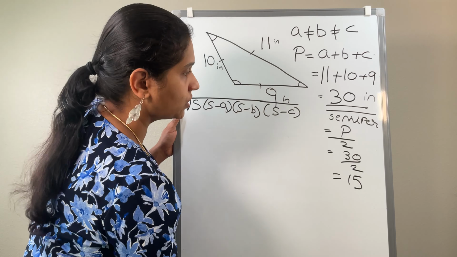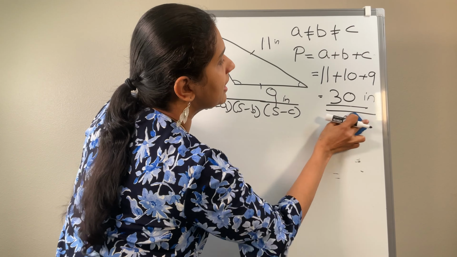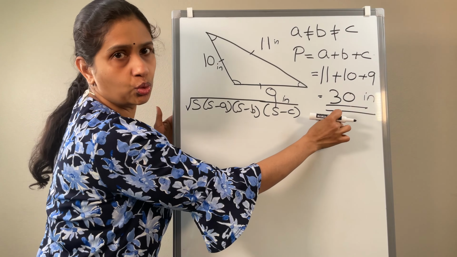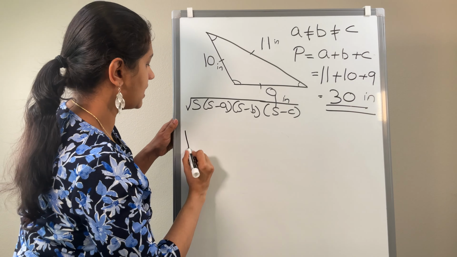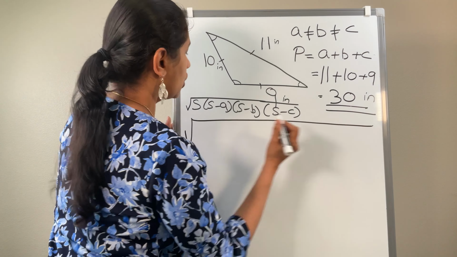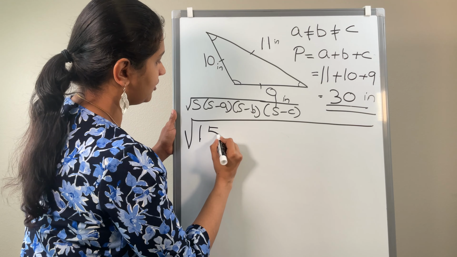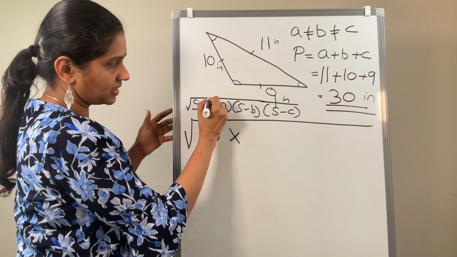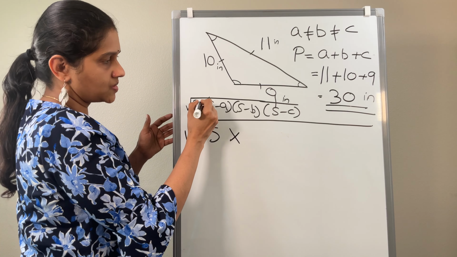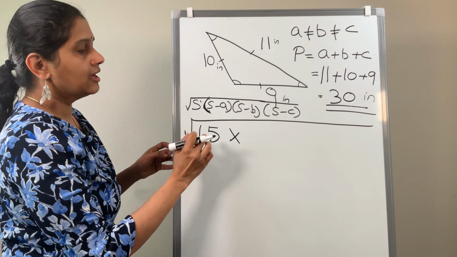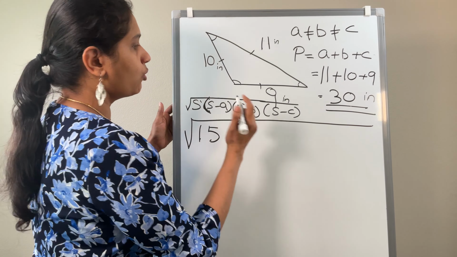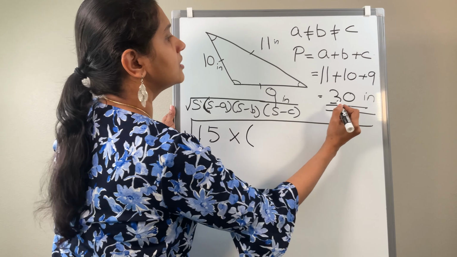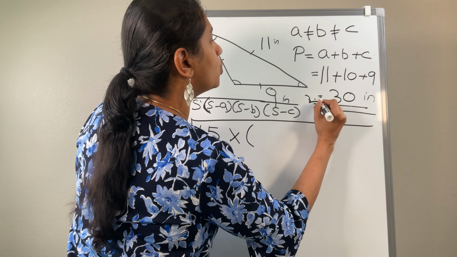So we will substitute the values. Semi-perimeter is 30 by 2. So let us substitute the values. It is going to be the root of 15 times... If nothing is given, it's just a parenthesis, which means it is times. 5 times. Now what is S? You know, S is 15. That is 30 by 2, right?